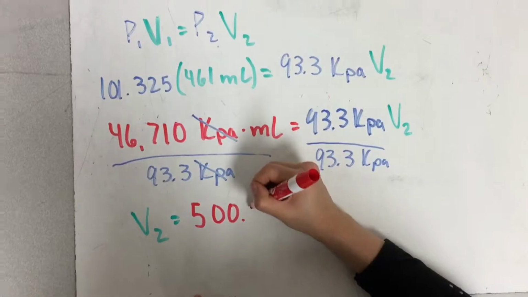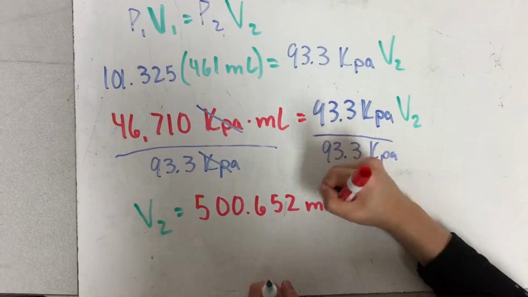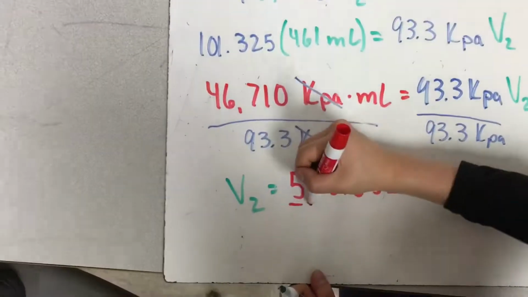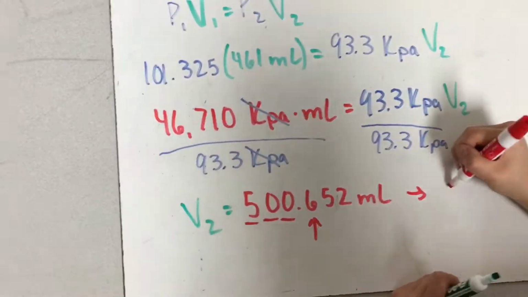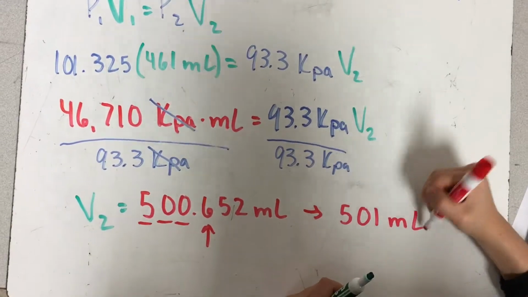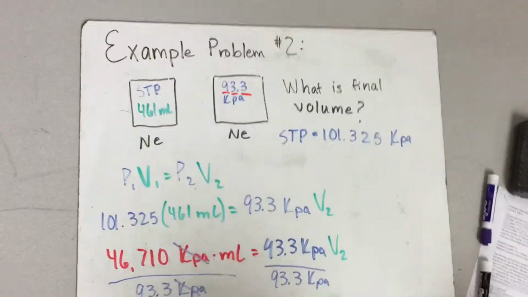But don't forget significant figures. For multiplication, the least number of sig figs in any number of the problem determines the number of sig figs in the answer. In our case, it was 3. 500.652 milliliters is now 501 milliliters.